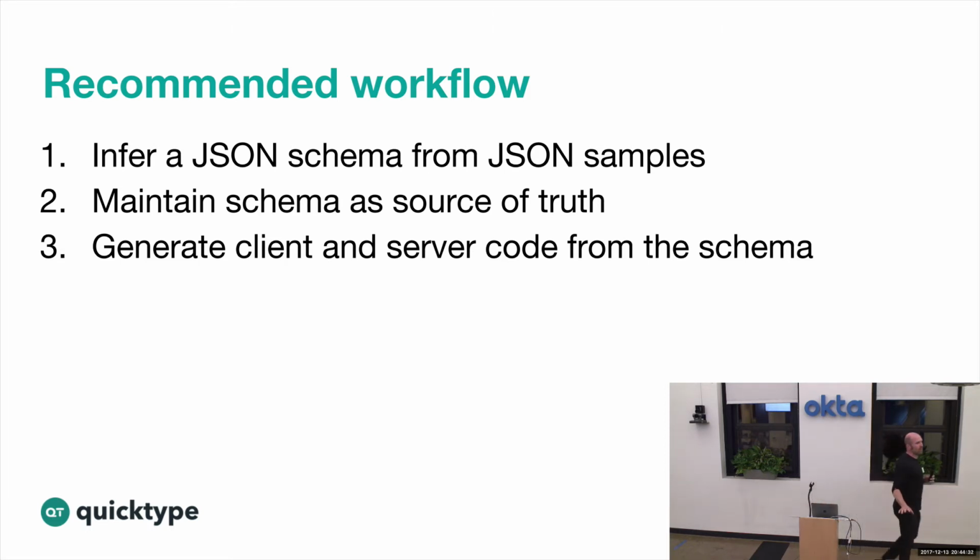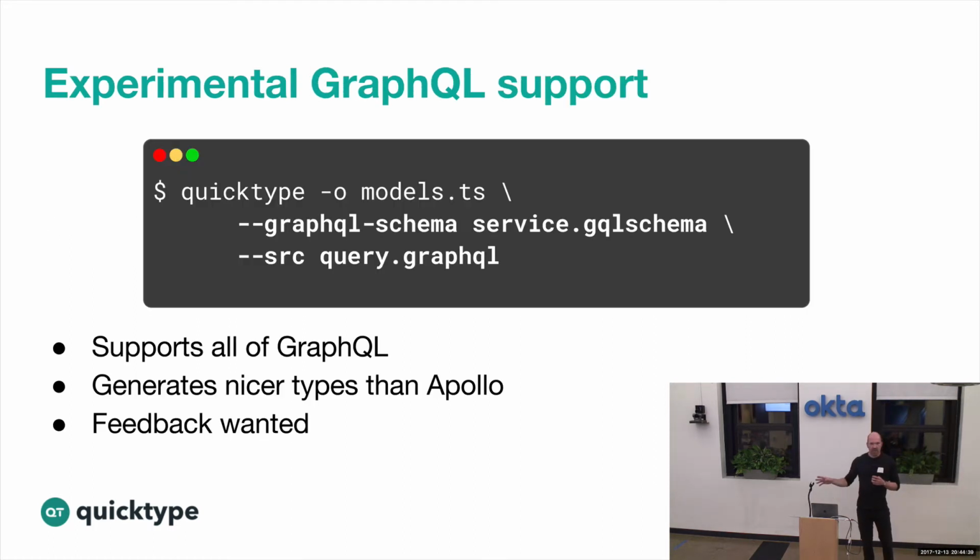I said QuickType also supports other data. In addition to JSON and JSON schema, we also now have experimental GraphQL support. I don't want to do a demo unless you desperately want me to. We think it supports all of GraphQL at this point, although it's a little experimental. It generates nicer types than Apollo.